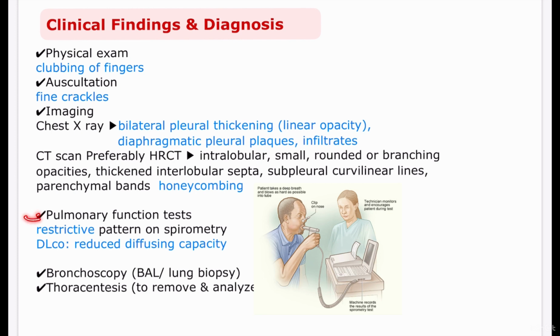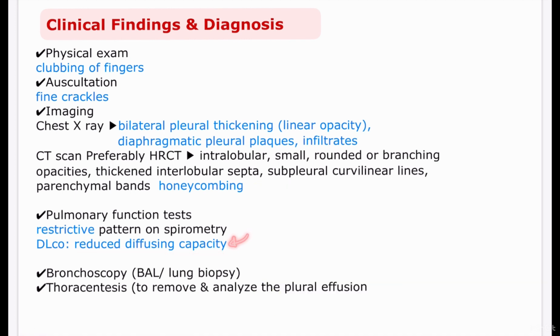In the pulmonary function test, we can see the restrictive pattern, and we can see lower DLCO because of the reduced diffusing capacity. The diffusing capacity is low because there is scarring and thickening in the interstitium.